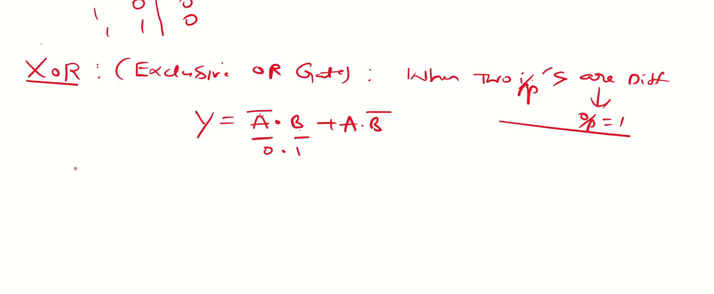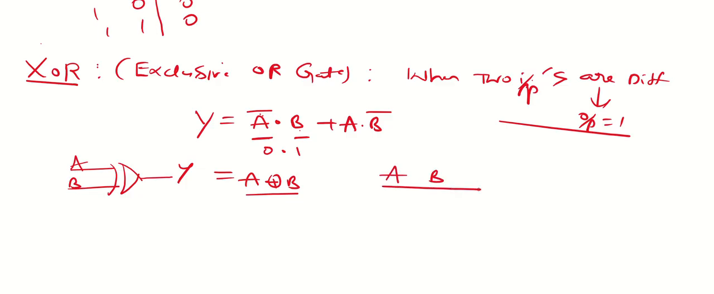Then the symbol is the exclusive OR symbol. It has two inputs A, B, and output Y. So Y equals A exclusive OR B. You may write it like this. It has a truth table with two inputs A, B. I have taken the four combinations 0 0, 0 1, 1 0, 1 1.